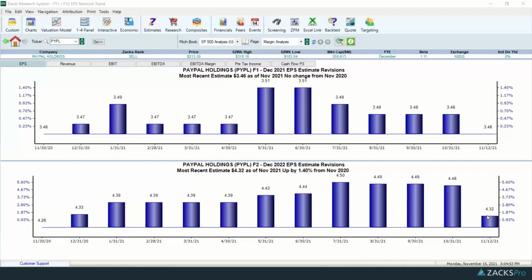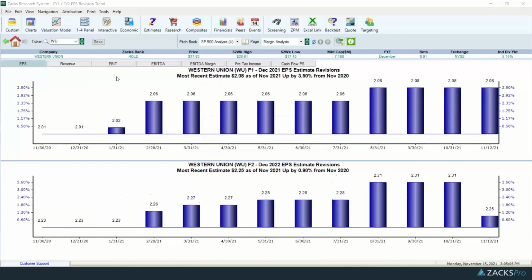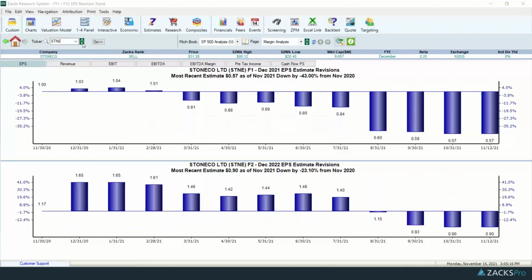So the moral of the story here is it's not just Global Payments. It's not just Fiserv. It's not just Visa. It's not just Mastercard. It's PayPal. It's all of these guys. We look at Western Union, okay? 3.5, 0.9, right? We've seen this play out before. This is literally the same type of EPS estimate revision stall that the rest of the companies are experiencing.